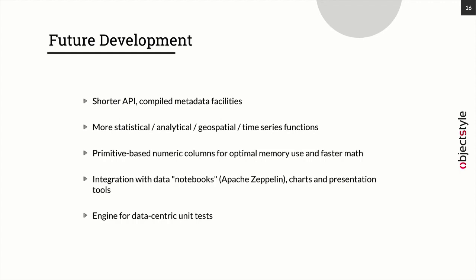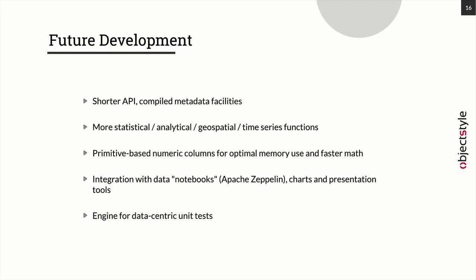Future development: we would like to make it a little more friendly for Java developers. If you've seen the previous slides, I have some casts. When you get a value out of the data frame, it's essentially like getting a value out of an object array, so you have to cast it, which is not nice. We'll probably provide some extra metadata facilities to make it flow smoothly.